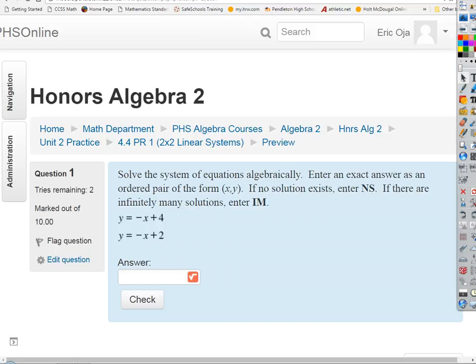Okay, I'm going to do a set of video solutions for the 4.4 practice number 1, which focuses on a review of 2x2 linear systems. So let's have just a quick look at a couple review problems. First few problems I asked you to solve a system of equations algebraically.